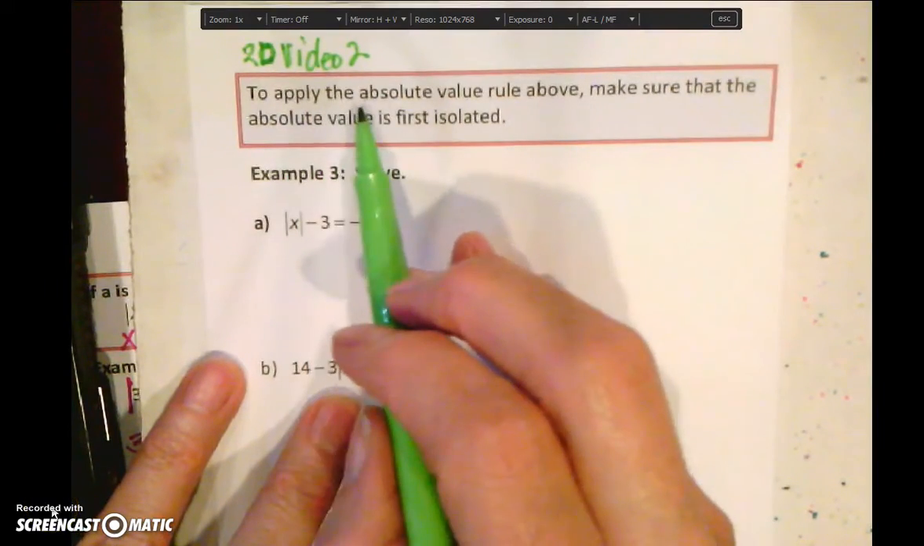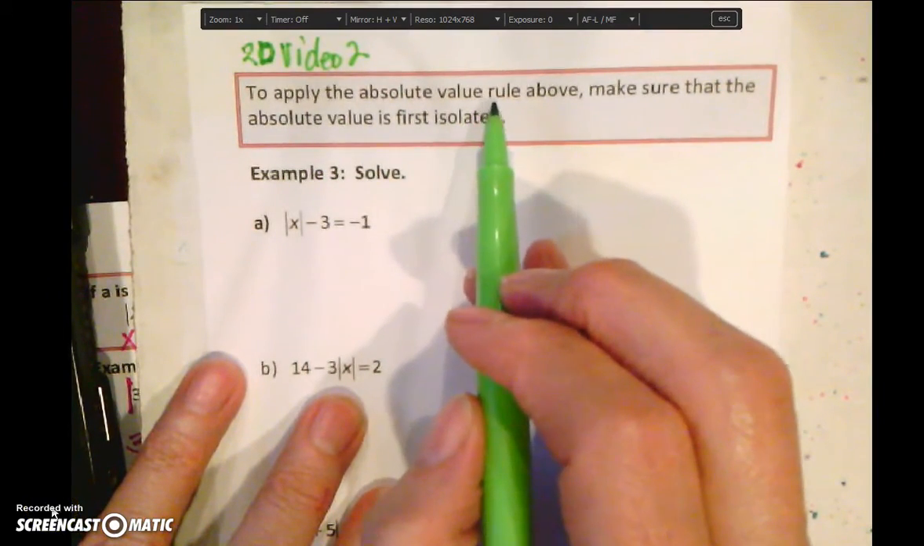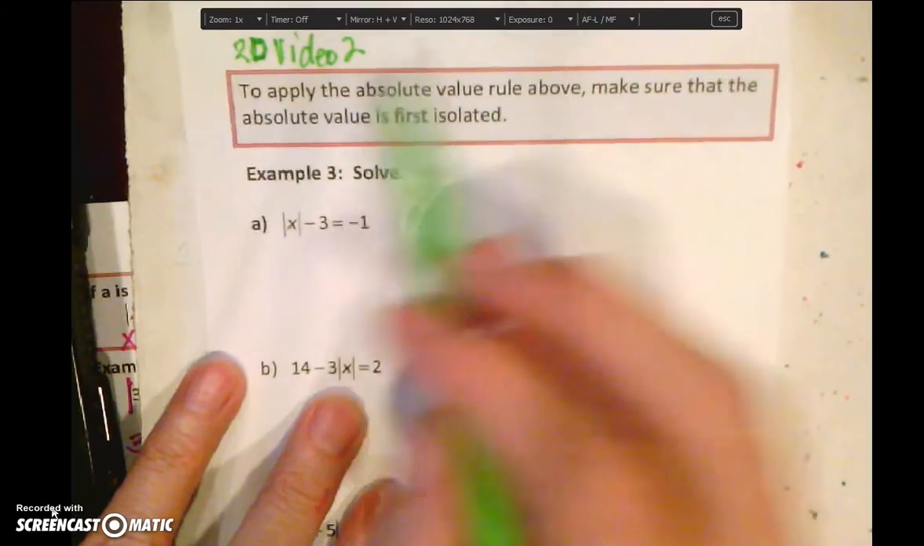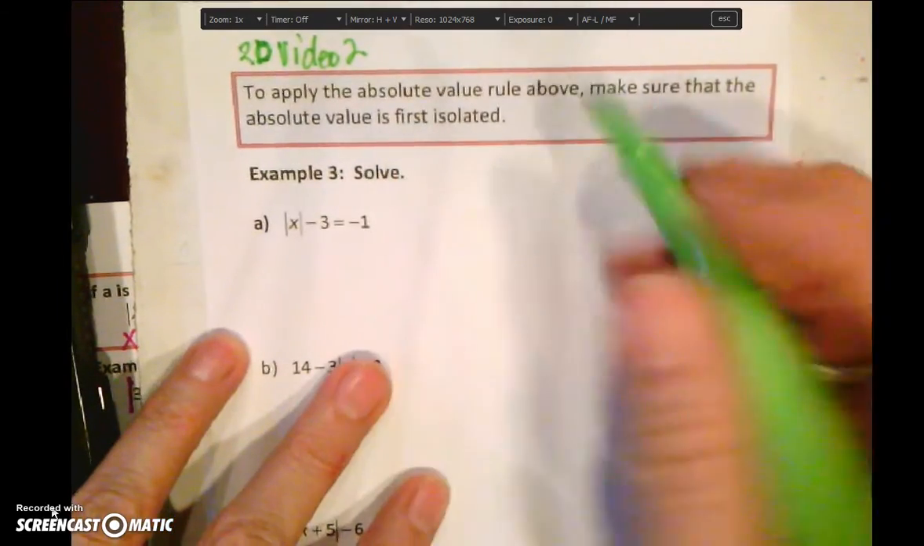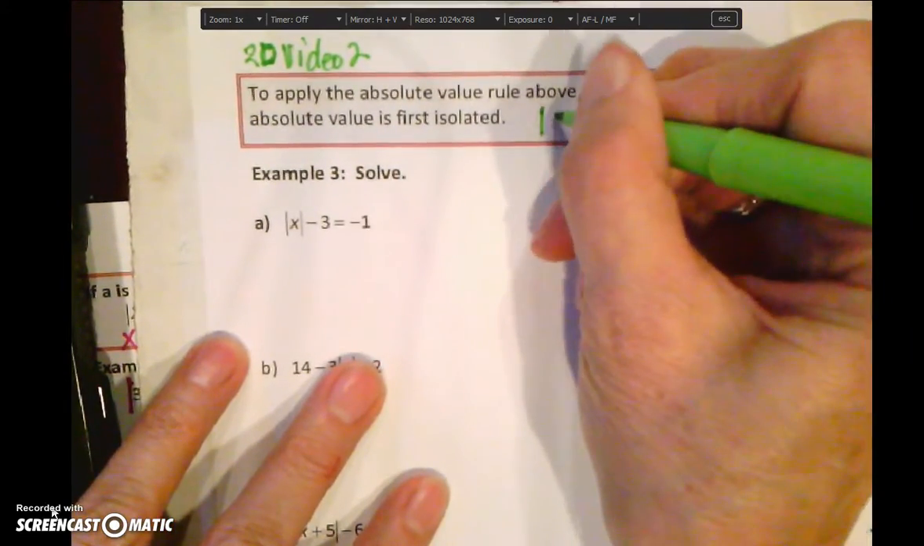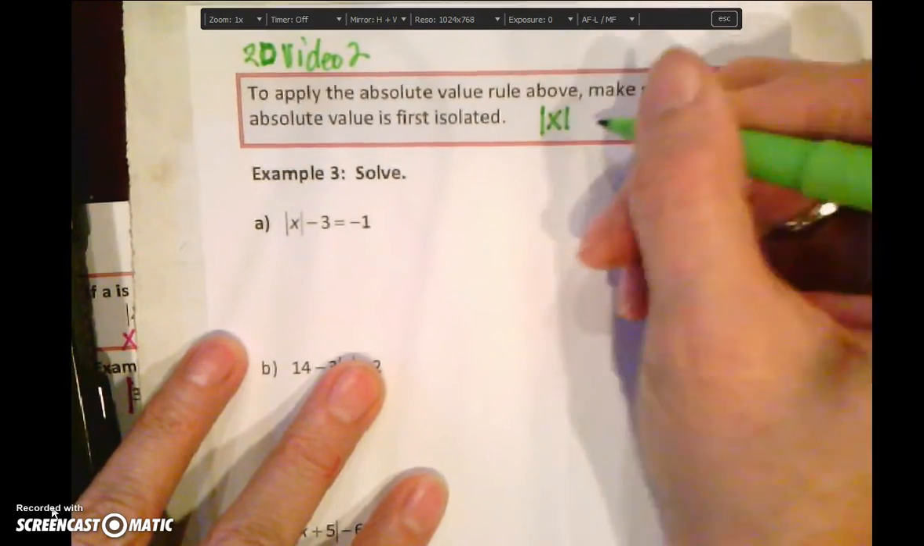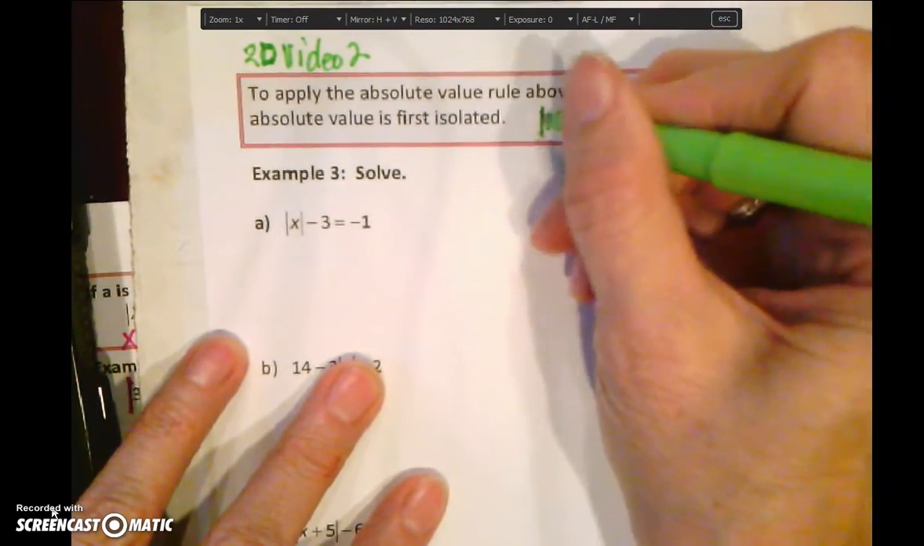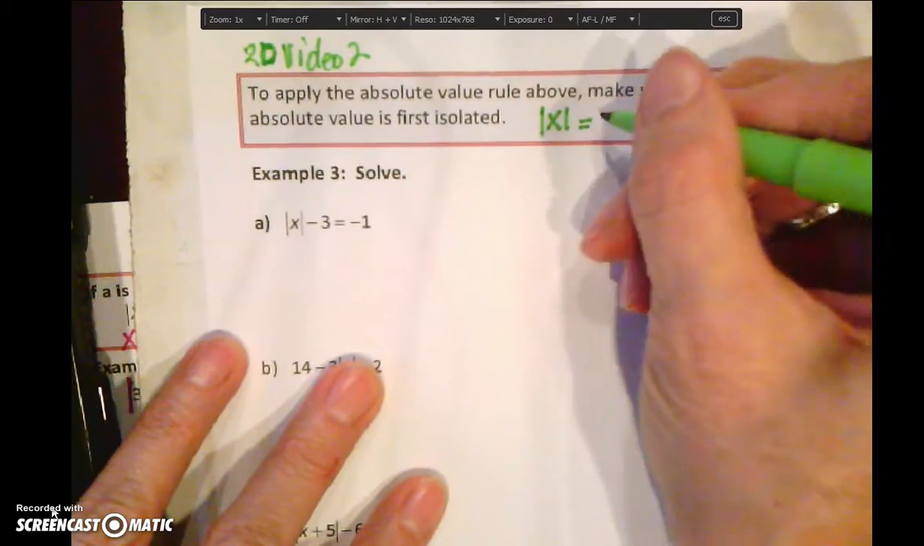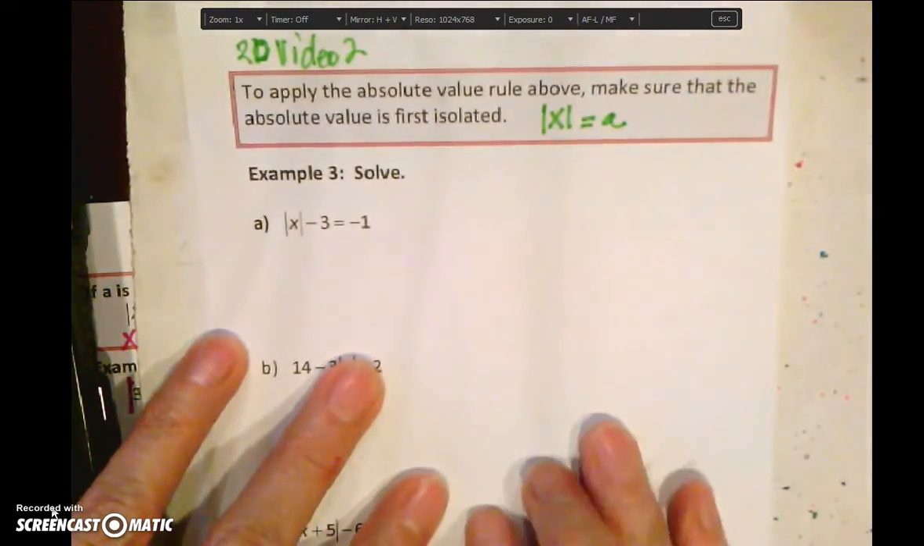Okay, to apply the absolute value rule that we learned in video 1, we need to make sure that the absolute value is first isolated. So we need to have it in the form, the absolute value of x alone on a side, it's isolated, is equal to some number.